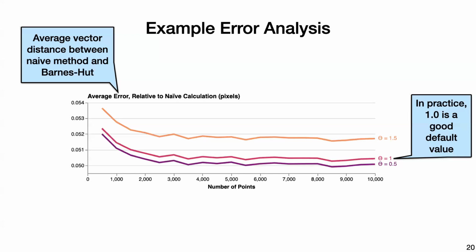And here the average error is determined by the average vector distance, because we're computing, if you remember from the beginning, this is really a matrix vector product. And it's just computed relative to the exact computation. This is a very small example, only 10,000 points, but here the error is less than 5%. So in practice, theta equals 1 is pretty good.